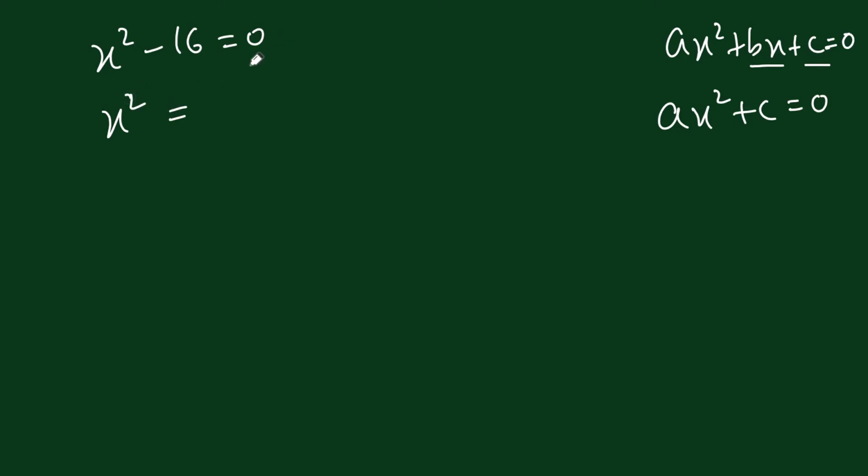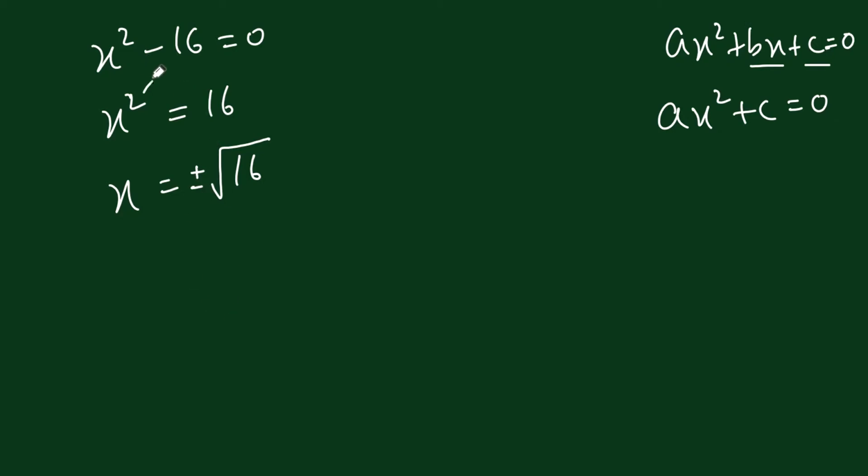So direct calculations we can do, no need to use any big or confusing method. So 16 goes to the other side, it becomes plus 16. 0 plus 16 is 16. Similarly, when square goes to the other side, it becomes square root. So x is equal to square root of 16. Not just square root, it becomes plus or minus square root.